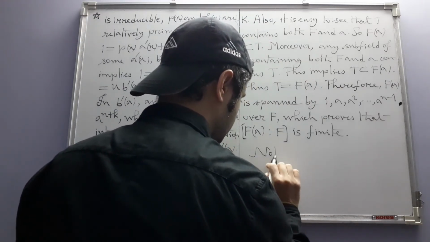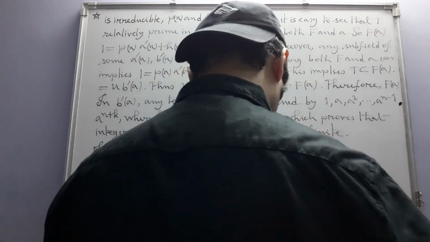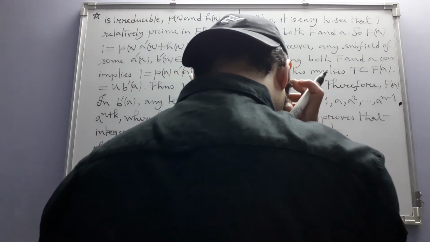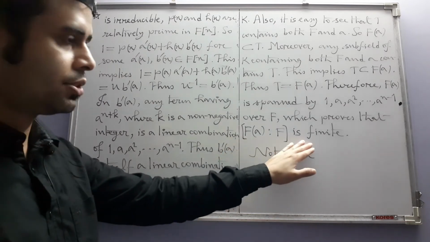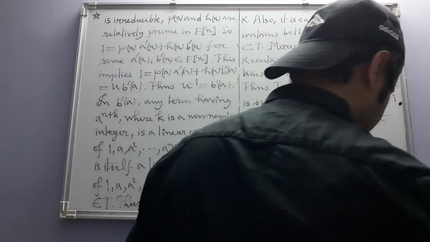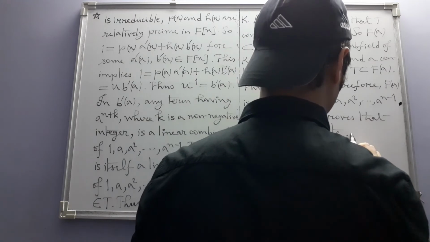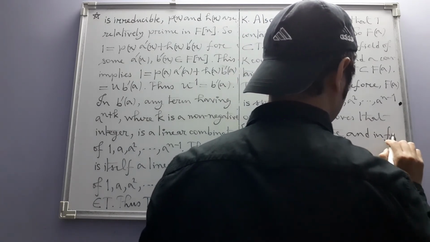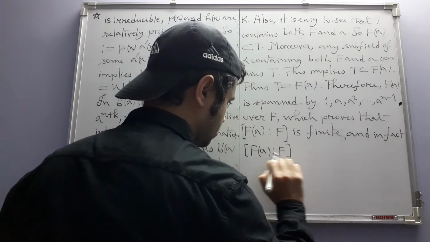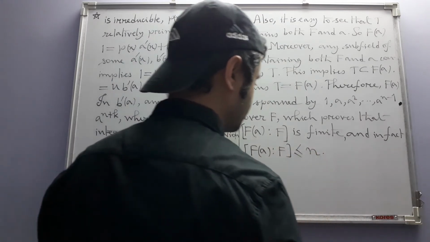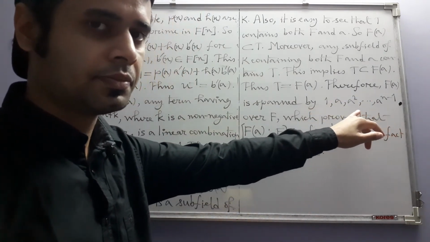But in fact we can continue this proof a little more instead of stopping here itself, and in fact this degree is less than or equal to n, because keep in mind there are n elements in this list, n powers of A.